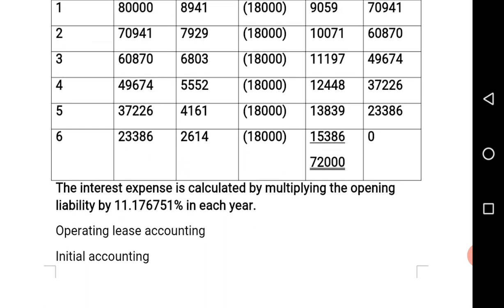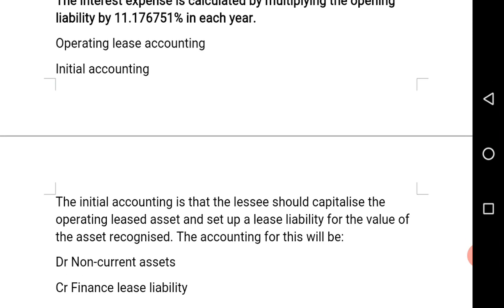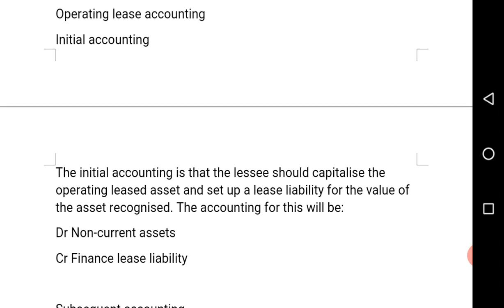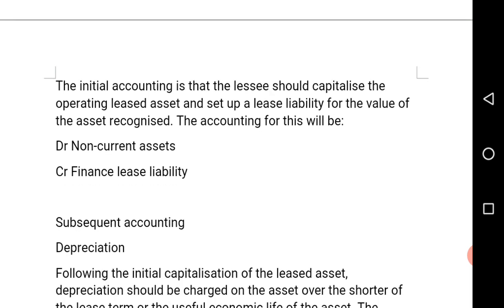So we move to the operating lease accounting. Then we have the initial accounting. How do we treat operating leases initially, when it is first incurred or when it first occurs? The initial accounting is that the lease should be capitalized and a lease liability set up for the value of the asset to be recognized, like we did for the first example. So how do we do this? We debit non-current assets, then we credit lease liability.